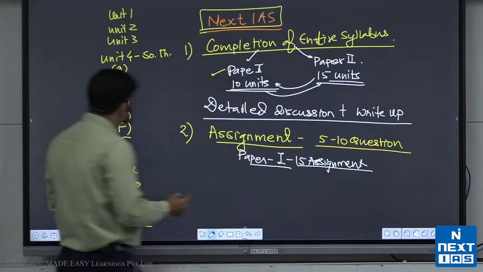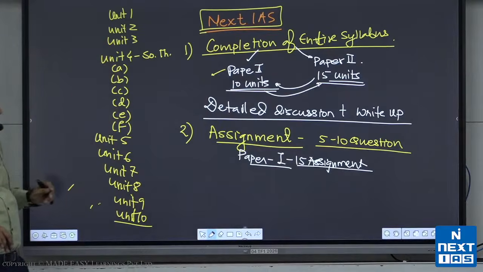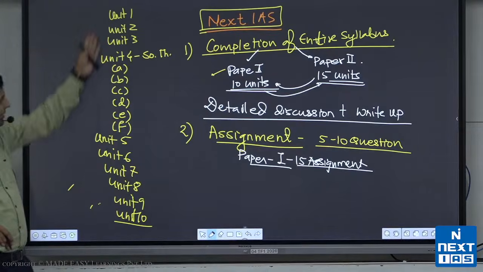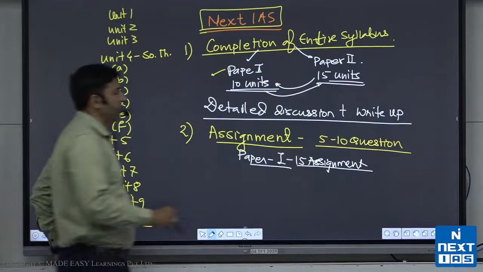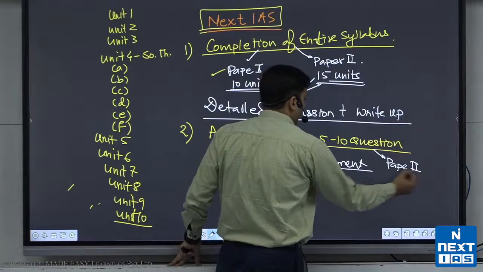Why 15? If you count all of them, it will be 15. 6 are these and then the rest of them are this, right? So it will be somewhere around 9 plus 6 is 15. And for paper 2, of course, every unit has 1. So we have 15 assignments.